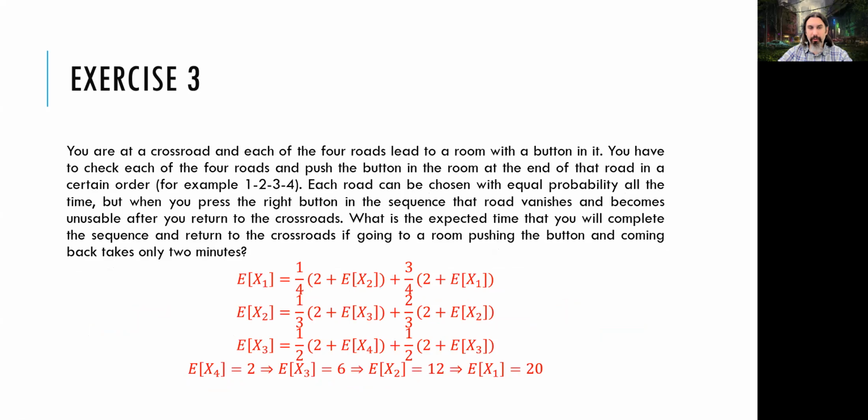Now, in the third one, again, we are at a crossroad, and there are 4 leads that will go to your room. Every room has a button in it, so you go to your room, you press the button, and you come back. This takes 2 minutes, and each time you press the right button, there is an order to those buttons. You have to press them in the right order.